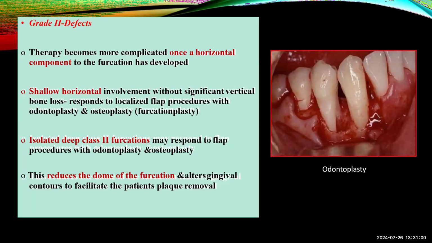Grade 2 defect means it's a more active defect. Therapy is more complicated once the horizontal component of the furcation has developed. Shallow horizontal involvement without significant vertical bone loss responds to localized flap procedures with odontoplasty and osteoplasty. This is basically the furcation plasty part. Then isolated deep class 2 furcations may respond to flap procedures with odontoplasty and osteoplasty again. This reduces the dome of the furcation and alters gingival contour to facilitate plaque removal easily for the patient. So basically odontoplasty as well as osteoplasty.